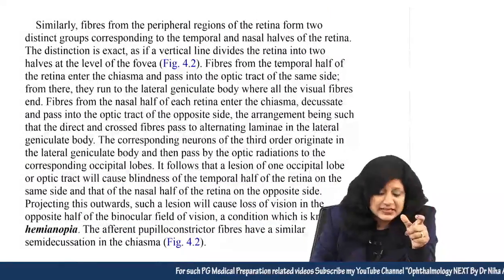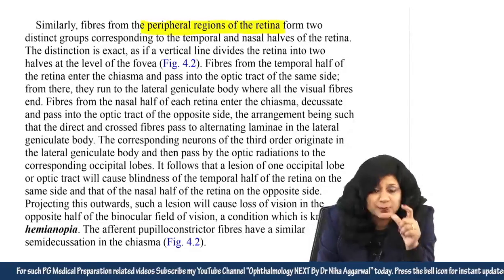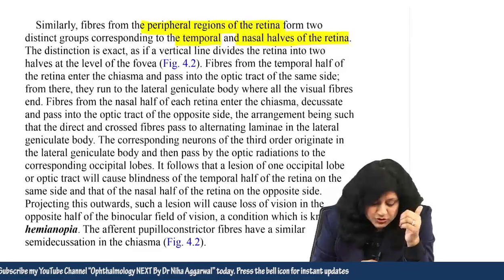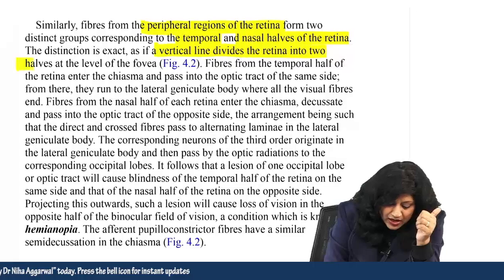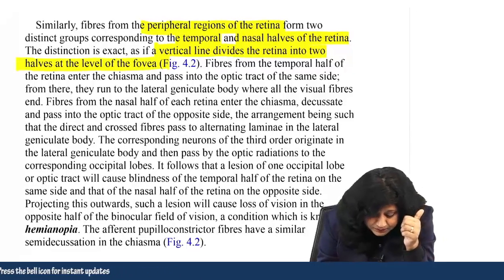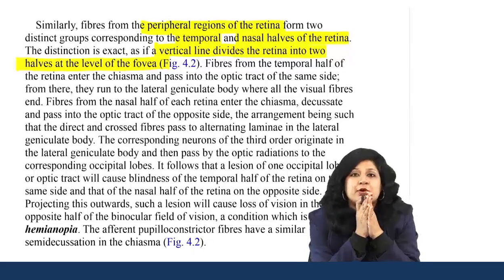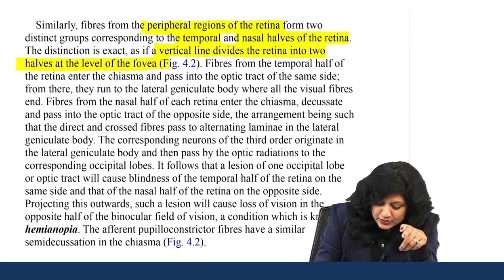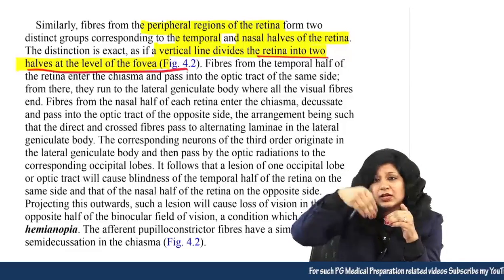Now what they are saying, similarly the fibers from the peripheral regions of the retina form two distinct groups, that is the temporal half and the nasal half of the retina. The distinction is exact, as if a vertical line divides the retina into two halves at the level of the fovea. So this line passes through the retina and divides it into two halves, passing through the foveal region.